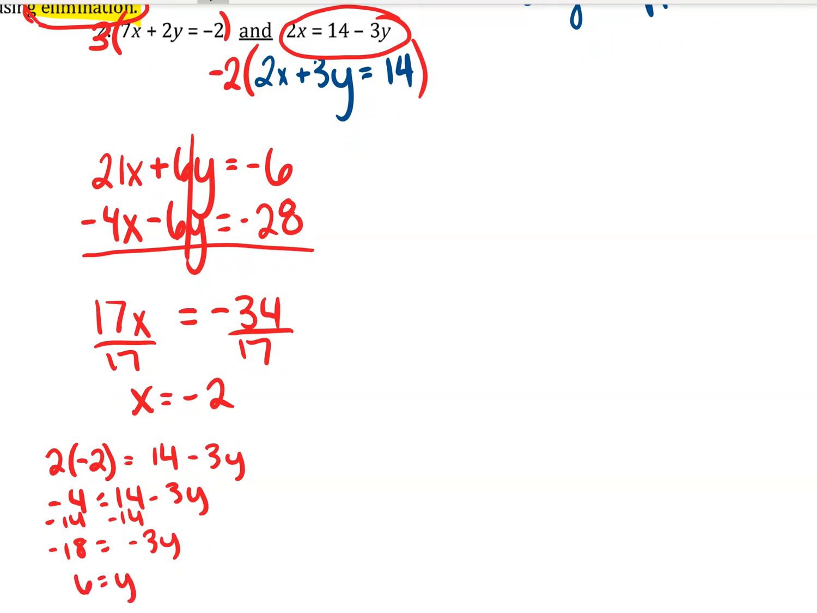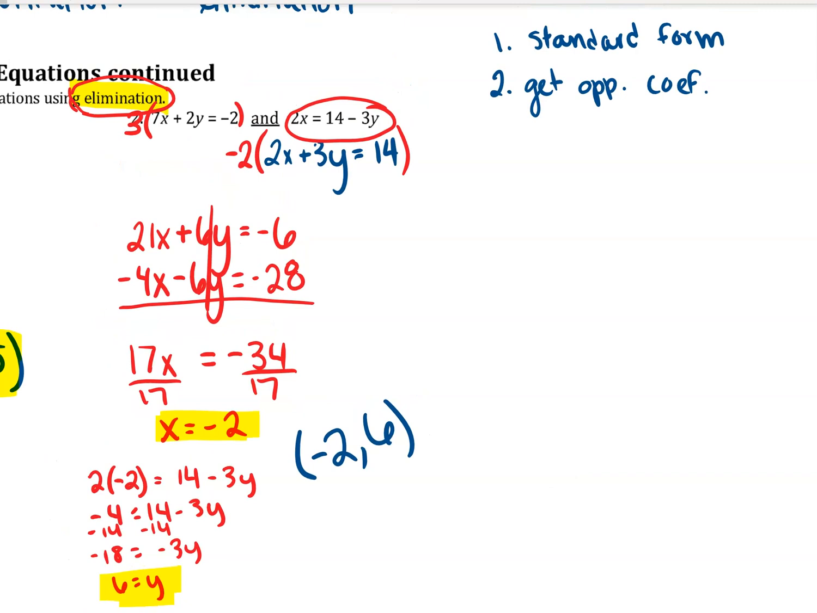So those are my two answers. I guess I could have flipped that around, sorry. And I'm going to write the two answers as a coordinate point. So negative 2, because the x always goes first, comma 6. And then we'll plug back in to check our answer.